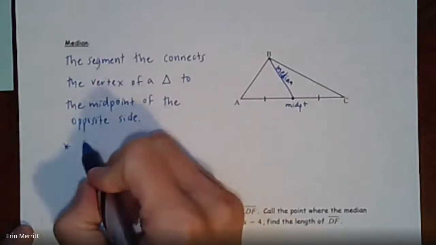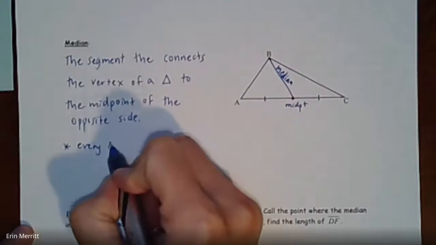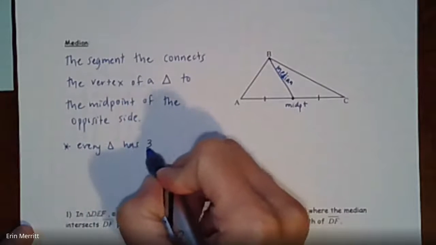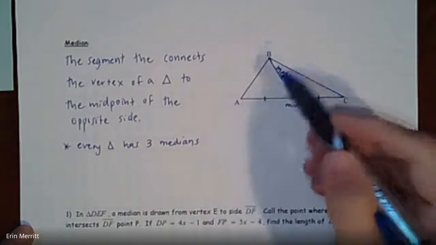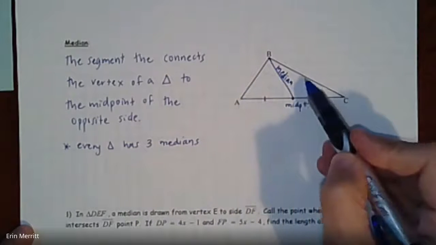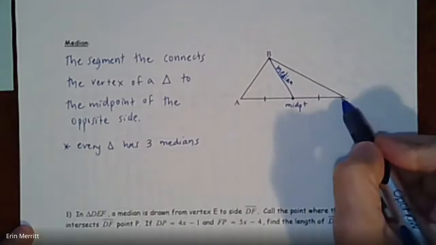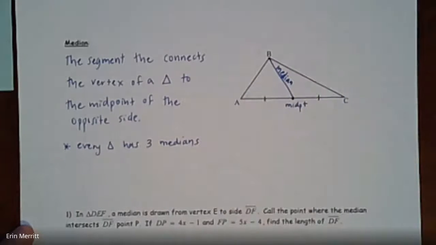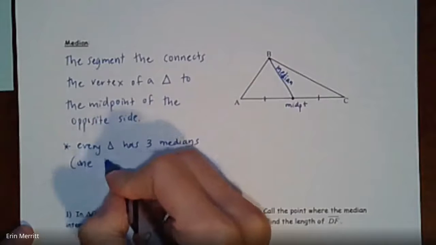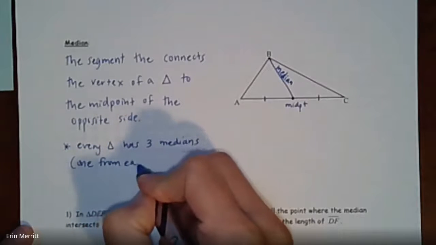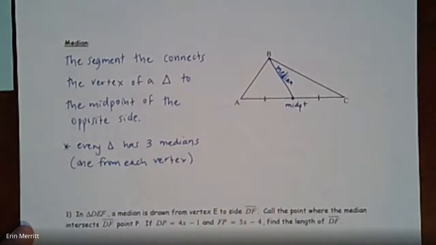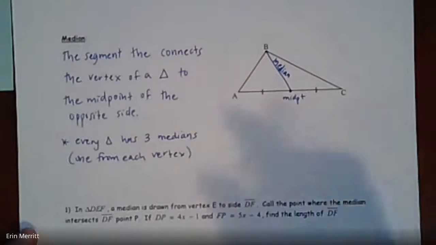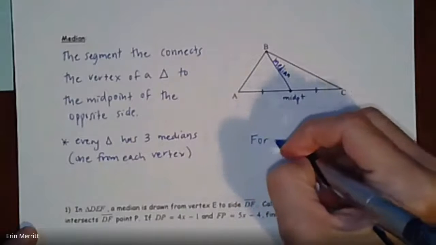I do want you to note that every triangle has 3 medians, 1 drawn from each vertex. So I could draw one from A over to side BC and from C over to side AB. And then when we talk about proofs with this, I'll write it over here.